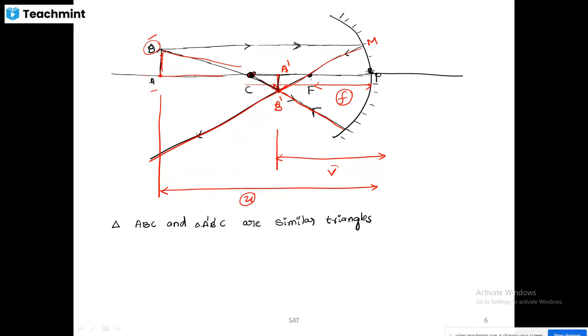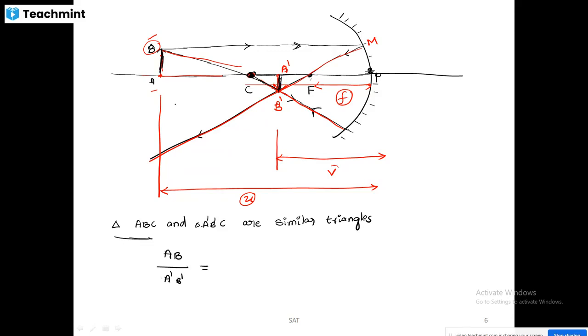Okay, right. So for similar triangles here, the ratio of the sides of one triangle should be equal to the ratio of the corresponding sides of the other triangle. That means for this triangle ABC, I can take the side AB as one side, and the ratio of AB to the side A dash B dash of this triangle. That is AB by A dash B dash.